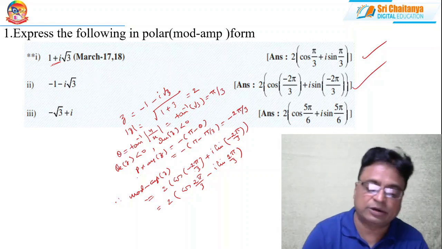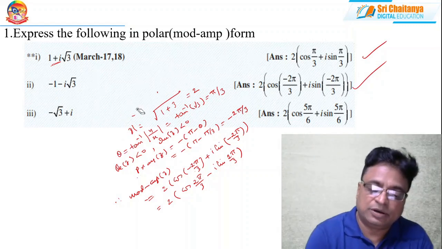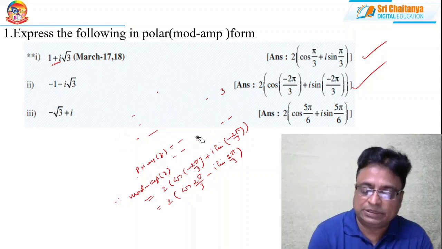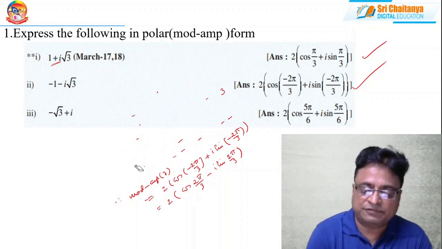Now coming to the third problem, z is equal to minus root 3 plus i. z is equal to minus root 3 plus i. So here also, modulus of z is equal to what?